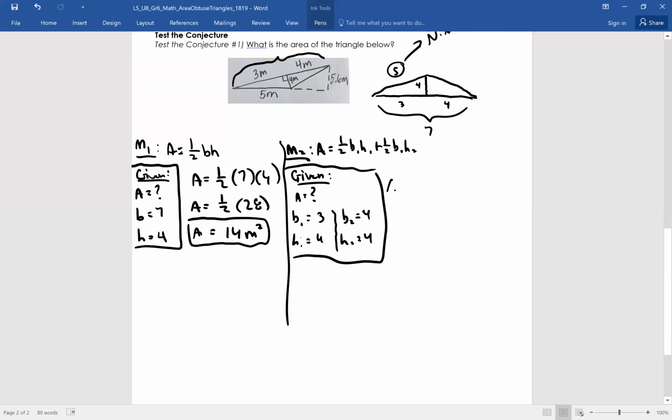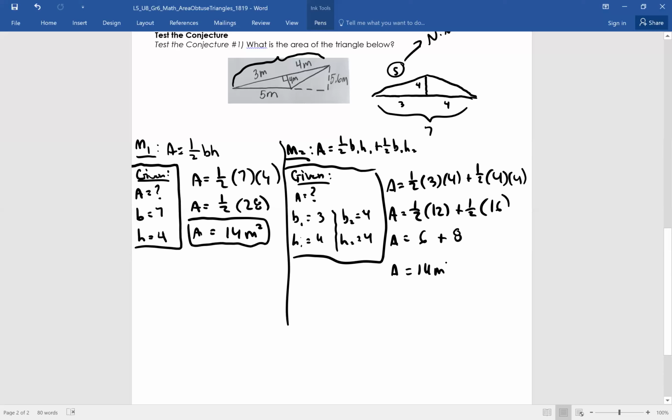Now we do our substitution. A is equal to 1/2. Be very careful here. 3 times 4 plus 1/2, 4 times 4. And we can simply take our time to figure it out. 1/2 times 12 plus 1/2 times 16. Half of 12 is 6, and half of 16 is 8. So the area is 14 meters squared.